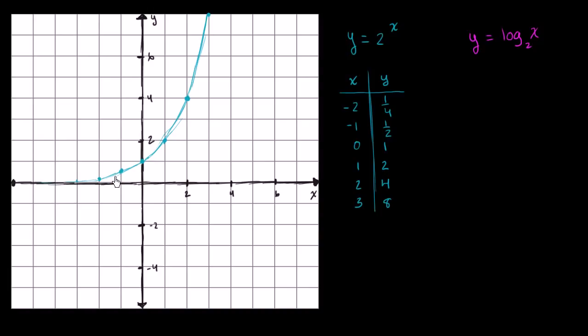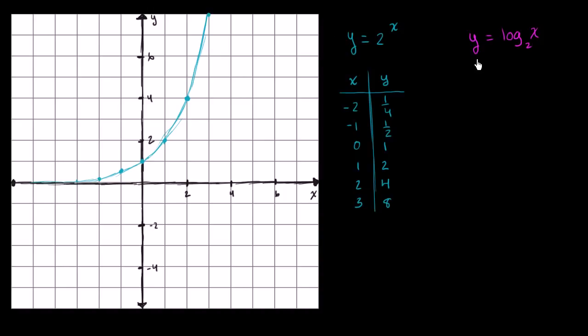And notice, as we go to the left, as x becomes more and more negative, our value approaches 0, but never quite gets there. If we have 2 to the -1,000,000th power, it's going to be a very, very small number, very close to 0, but it's not going to be quite 0. So we're going to have a horizontal asymptote at y is equal to 0, or the x-axis is a horizontal asymptote. Fair enough.